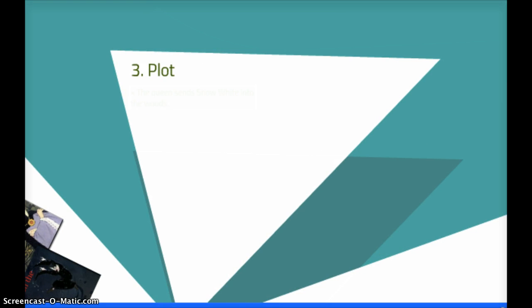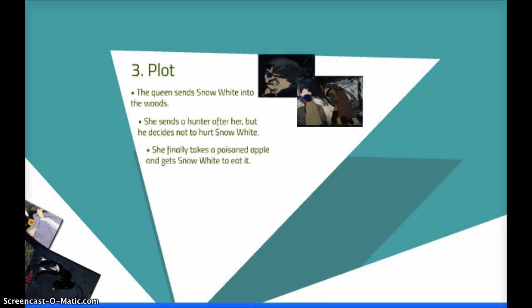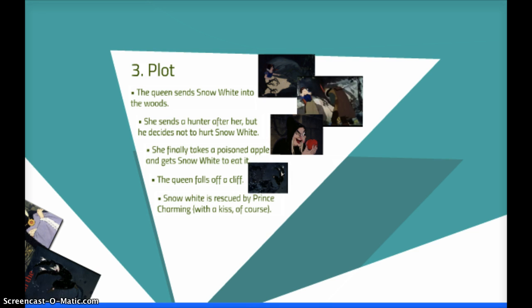Let's look at some of the events in the plot. Once the Queen realizes that Snow White is more beautiful than she is, she sends Snow White into the woods to fend for herself. She sends a hunter after her, but fortunately for Snow White, he decides not to hurt Snow White. The Queen finally dresses up as an old witch and takes a poisoned apple to try to get Snow White to eat it. And as mentioned previously, this Queen falls off a cliff, and Snow White is rescued by Prince Charming, and of course that happens with a kiss.